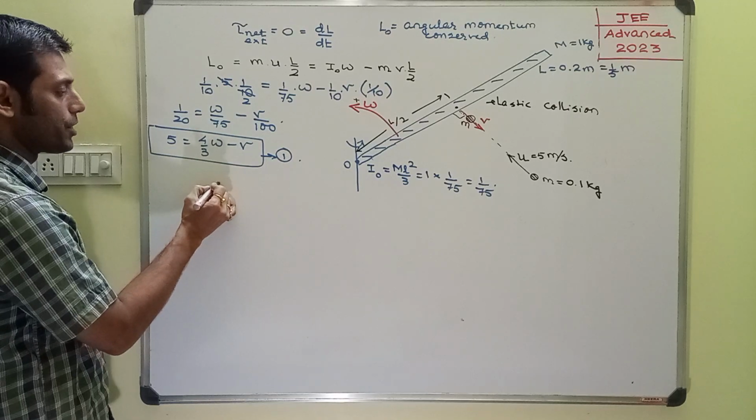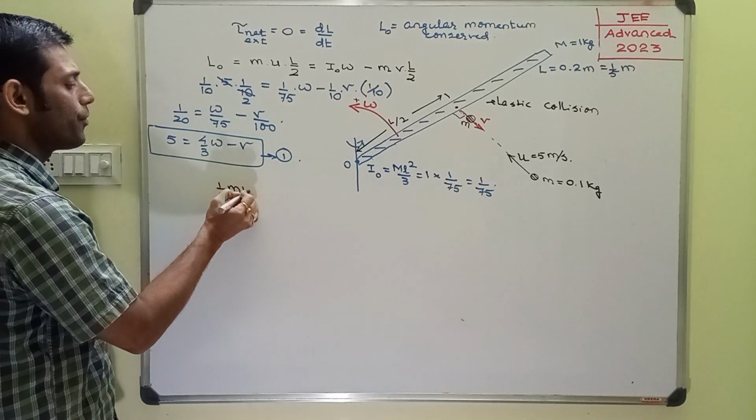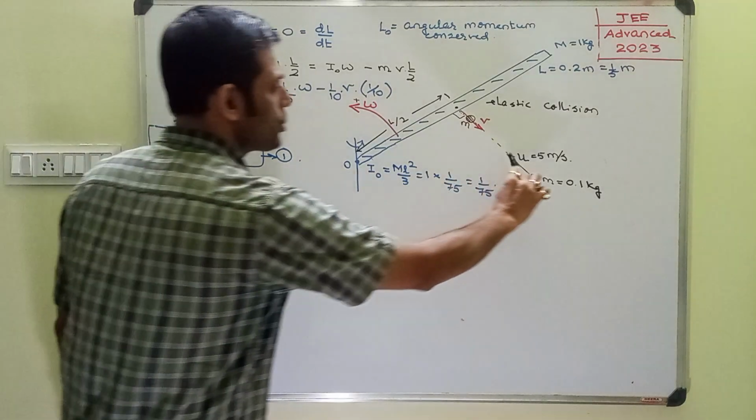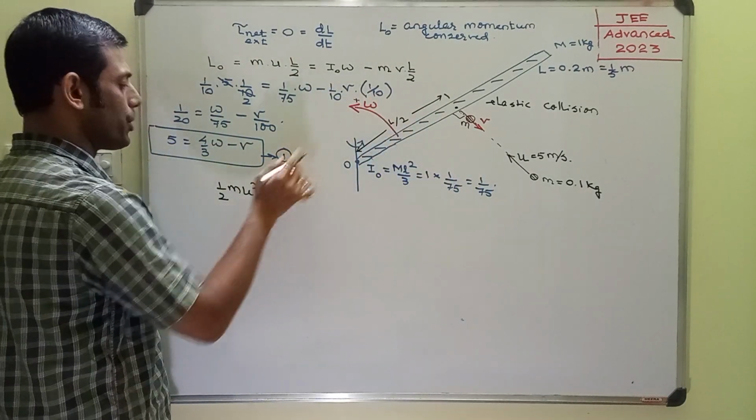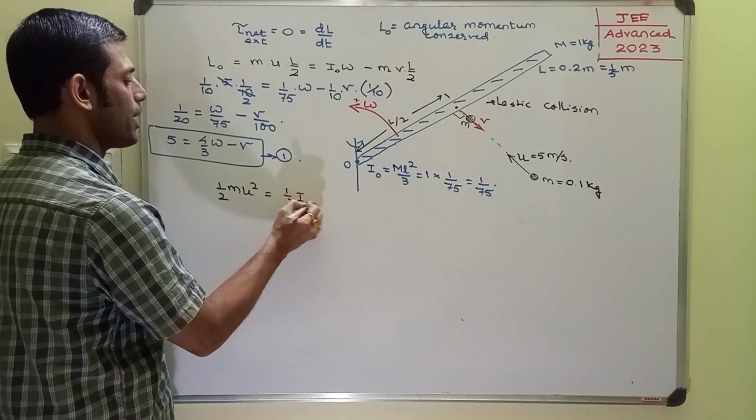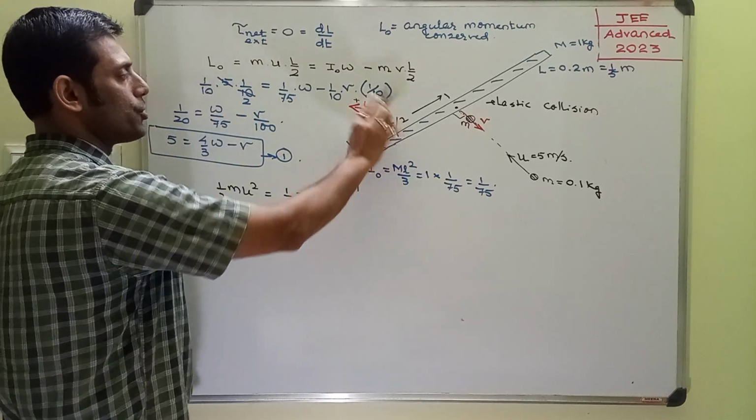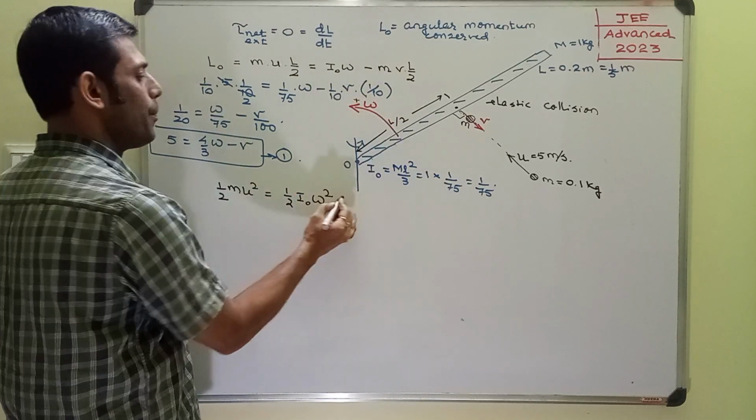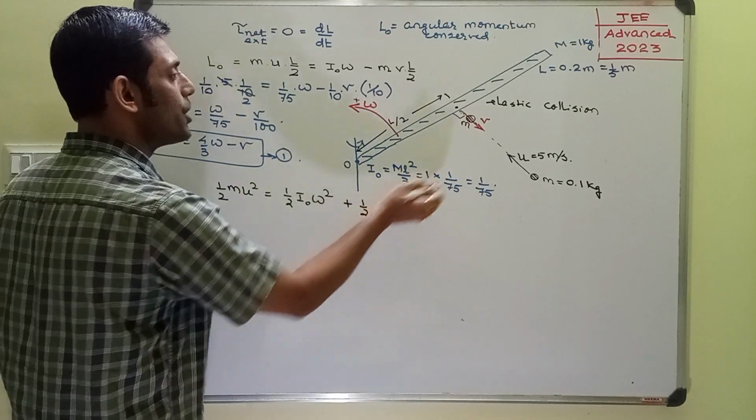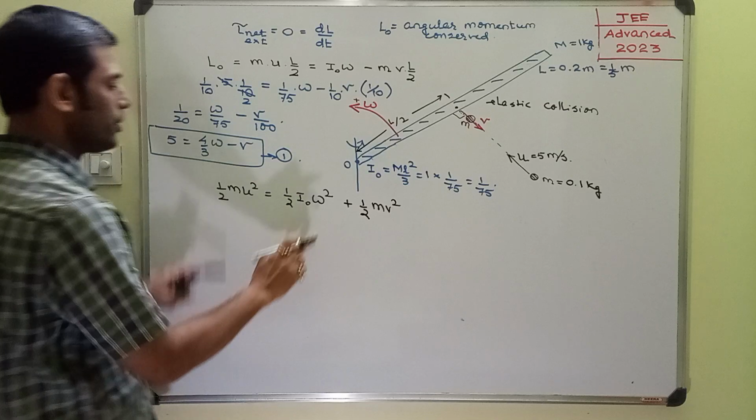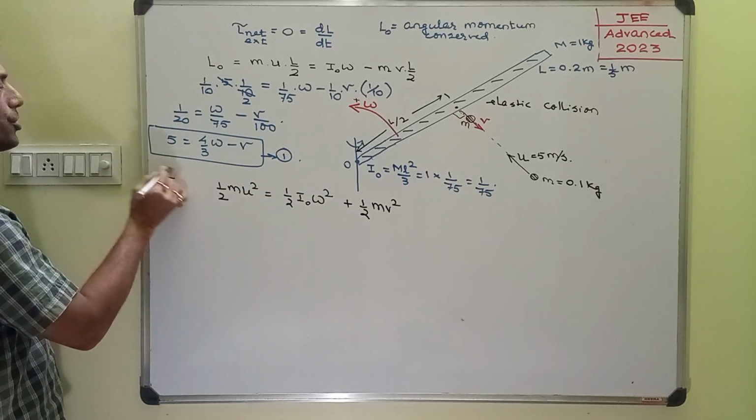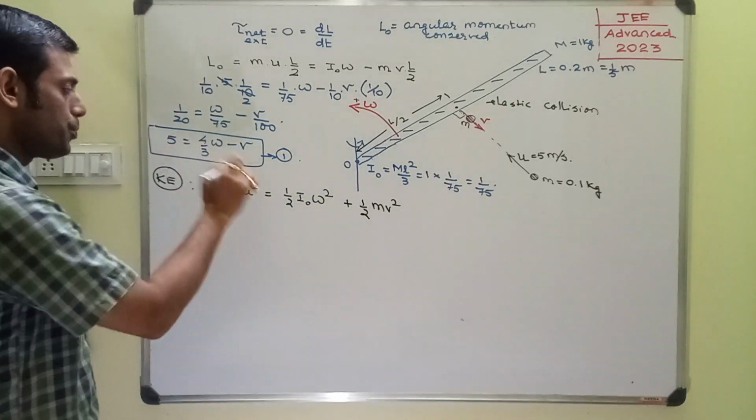The kinetic energy that is initially available is half m u square, which is what this object comes with. Then this energy is allotted to the rod to rotate, and that makes it half I naught omega square, the kinetic energy of rotational motion of the rod, plus the kinetic energy retained by the object to get back in the reverse direction. This is the kinetic energy conservation equation. Let's put things into this.